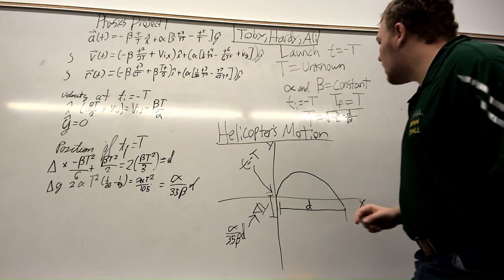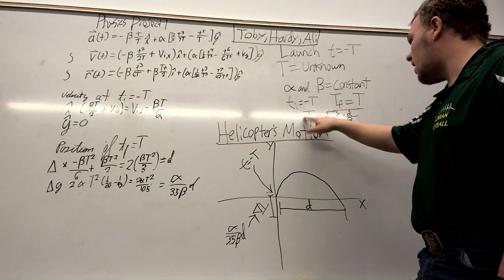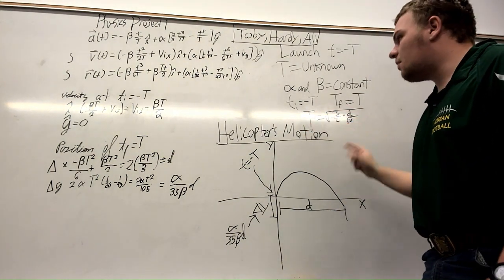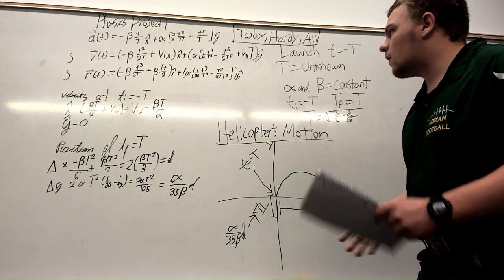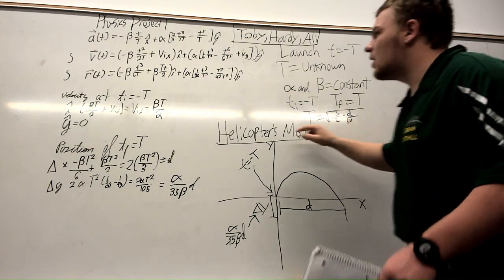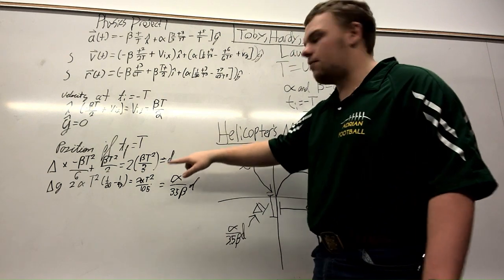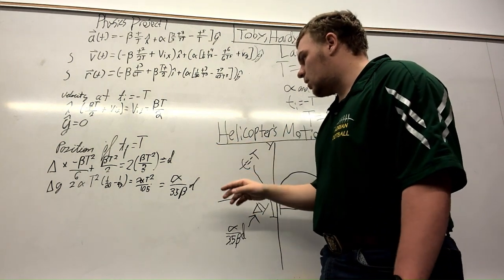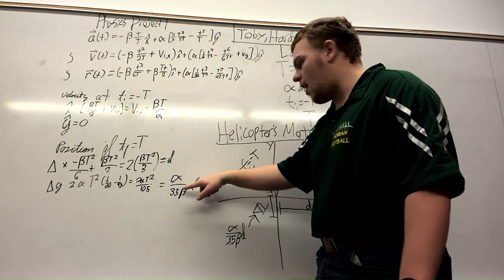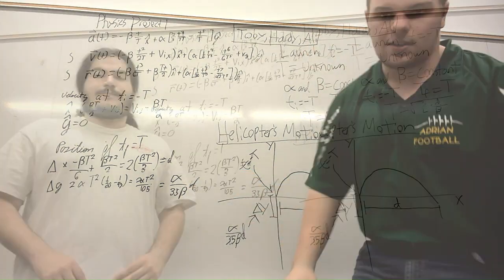So from this, we found that if we can find t, big T, and we can plug that in, we know that the bigger T is, the longer we're going to have for d, and the different change over alpha and 35 beta is going to be.